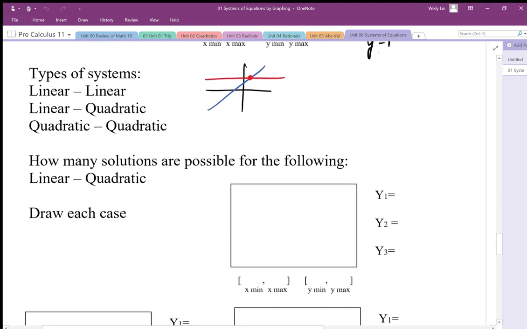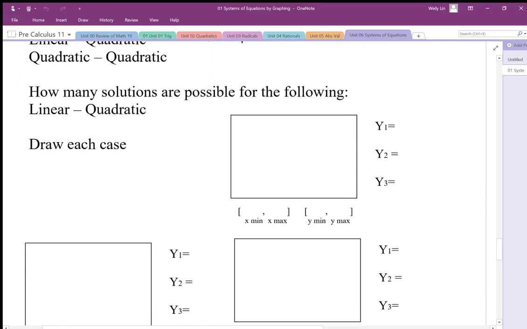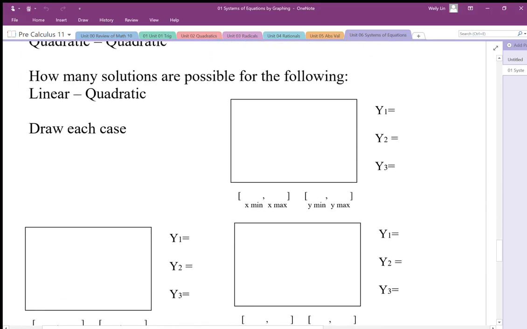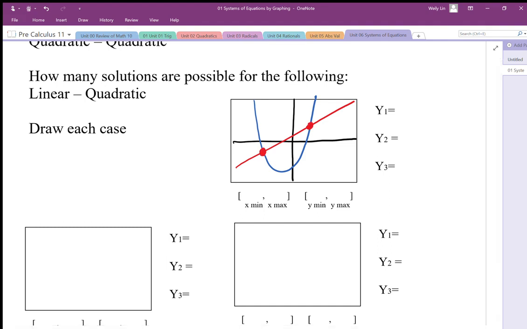When we look at a linear quadratic situation, we have to consider how many solutions are possible. We can have two solutions, when we have a quadratic and a linear function that intersect at 2 points. What about 3 solutions? That's not possible, because the highest degree of a quadratic is 2, so the most solutions we should end up with is 2.